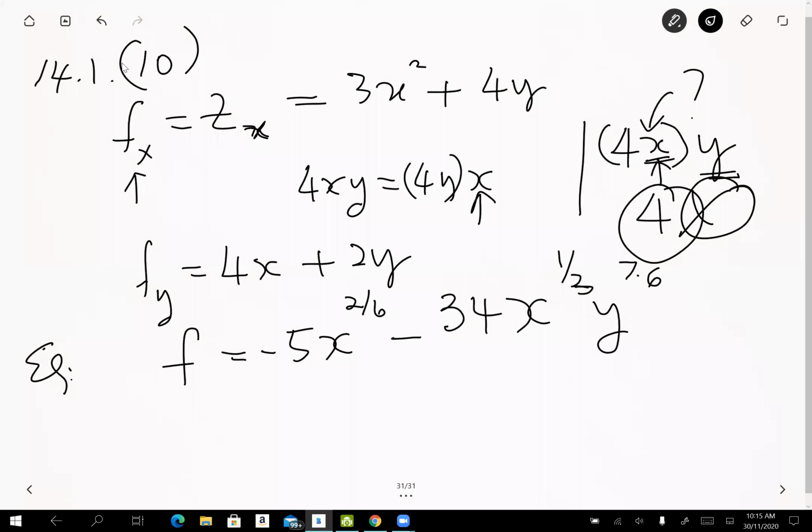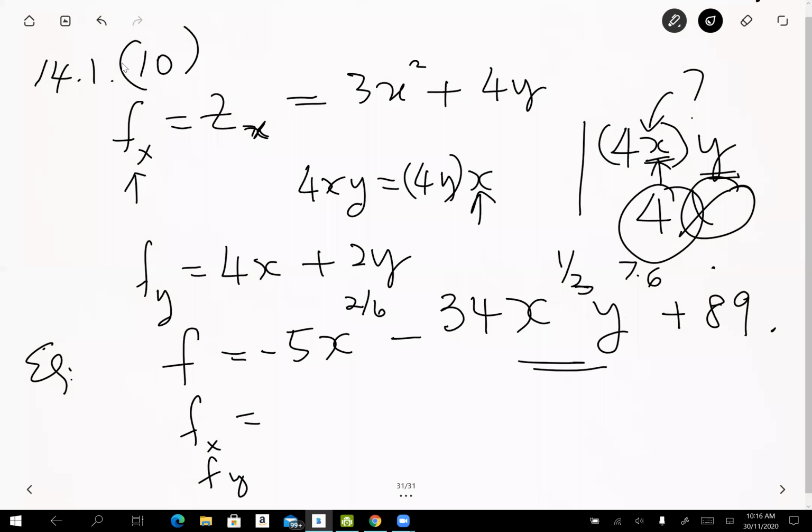Don't worry about the decimal point or the fraction, as long as we keep the rule. Plus 89. Now I want you to find fx and then fy. So make sure this is correct. I want you to try to do this.